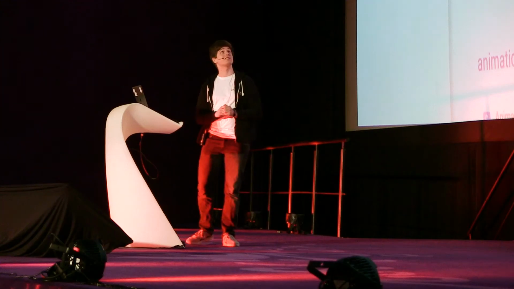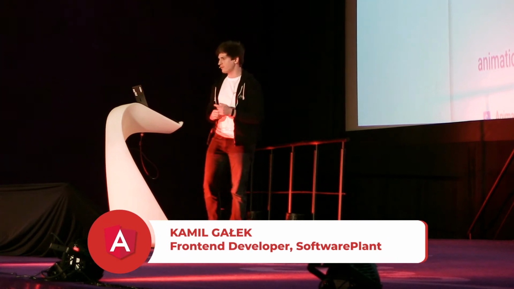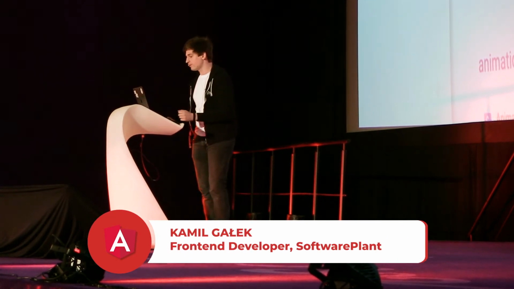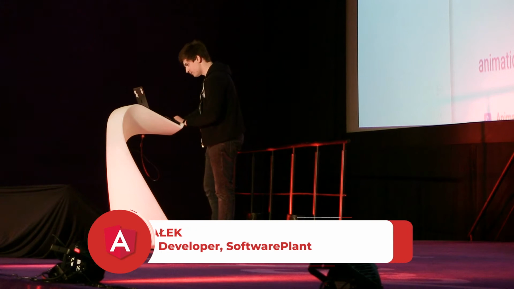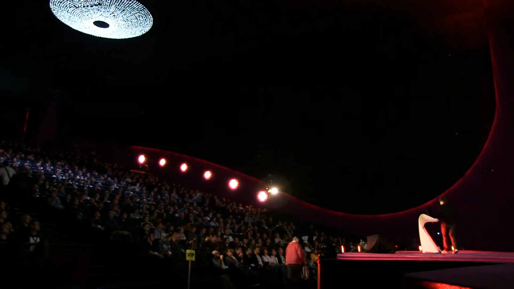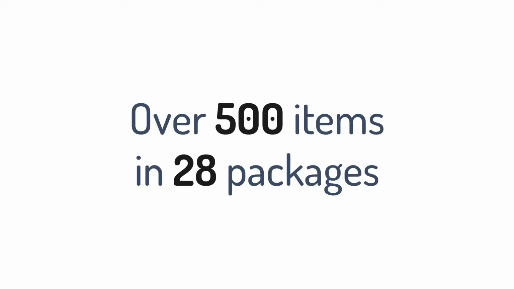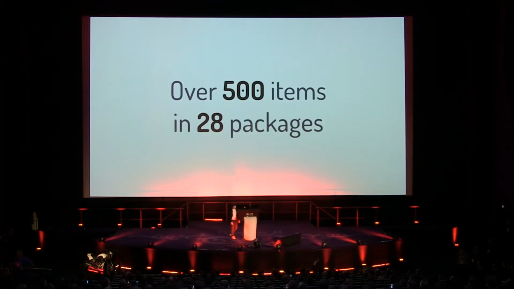This is the Angular.io/API page. It's a list of all things that can be imported from Angular packages. There are over 500 items in 28 packages, and that's a lot of stuff. How many of you can say that you know how to use at least 90% of the stuff?